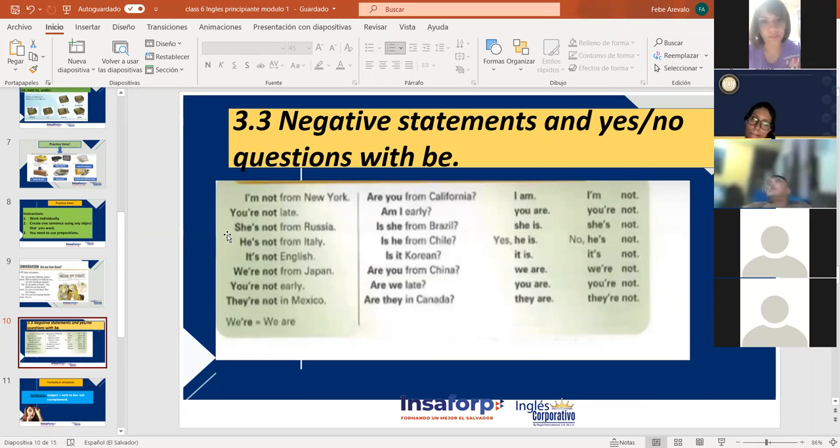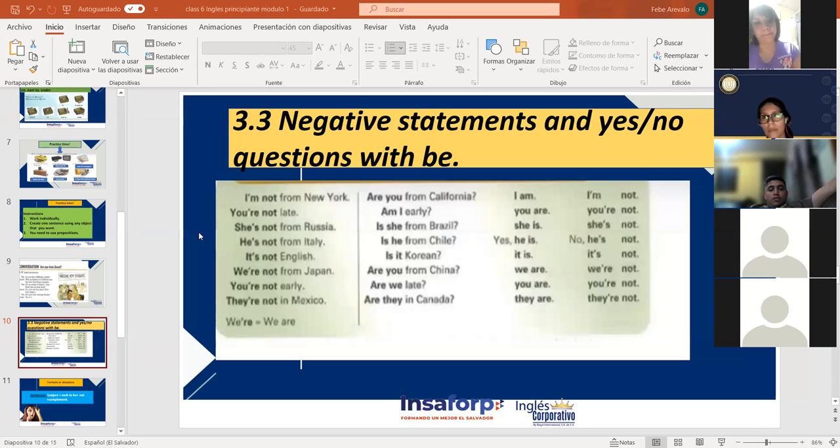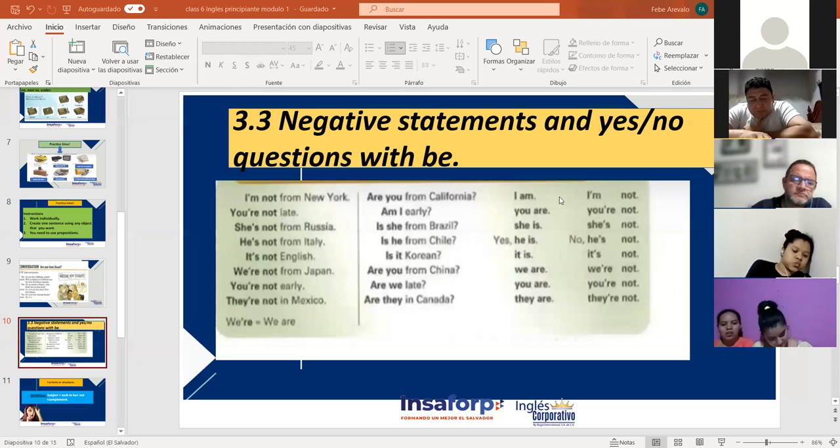Regina, three and four. She's not from Russia. She's not from Italy. Excellent. Lourdes Mendez, five and six. It's not English. We're not from Japan. Thank you. And Jose Miguel Hernandez, the last two that we have, seven and eight. You're not early. They're not in Mexico. That's correct, everybody. Thank you. All right, let's move on to the next one.